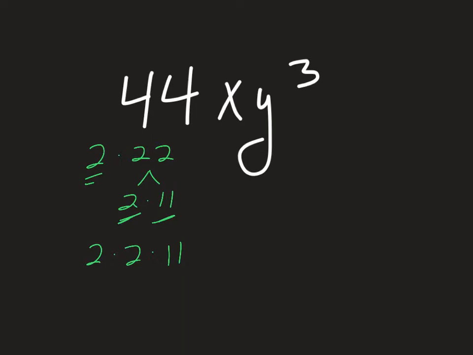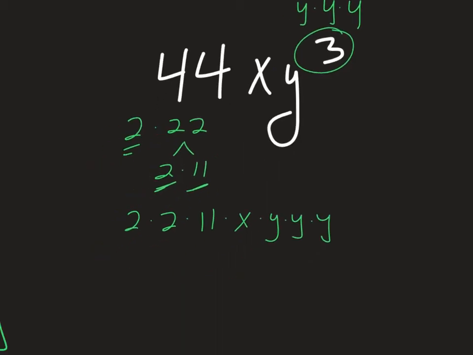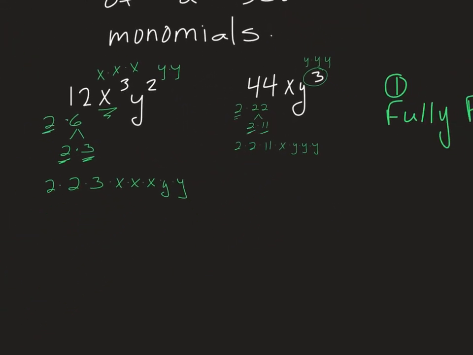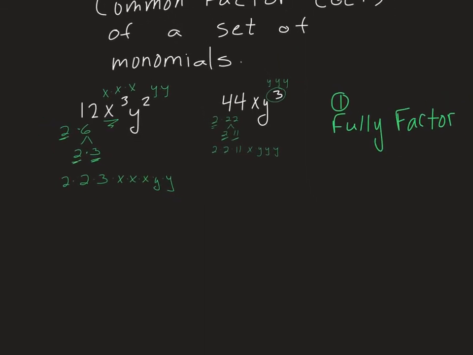Whenever you have a variable and it doesn't have an exponent, there's technically an understood 1 there that we just don't write. So you can't factor x any more than it already is, so I'm just going to bring that down. And finally, y to the third would be the same as y times y times y. So now I have my fully factored form. I've just done step 1 of the process.